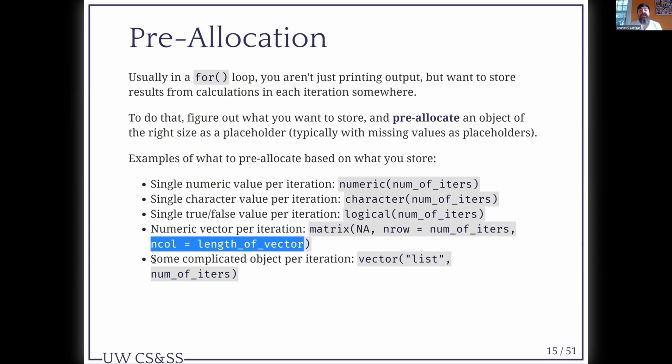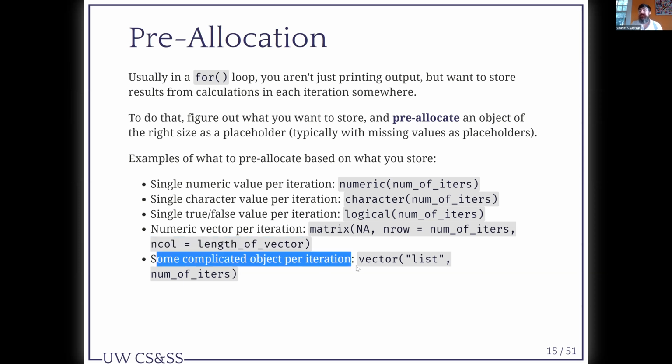For more complicated objects, you might just want to use a list, because if you remember, a list can store anything in each of its elements. So if you don't know what your loop is going to produce, or if you know that it's going to produce something weirdly shaped, you can do it with a list, and then each one of those elements will just be the result of an iteration, and you can figure out what to do with them later.